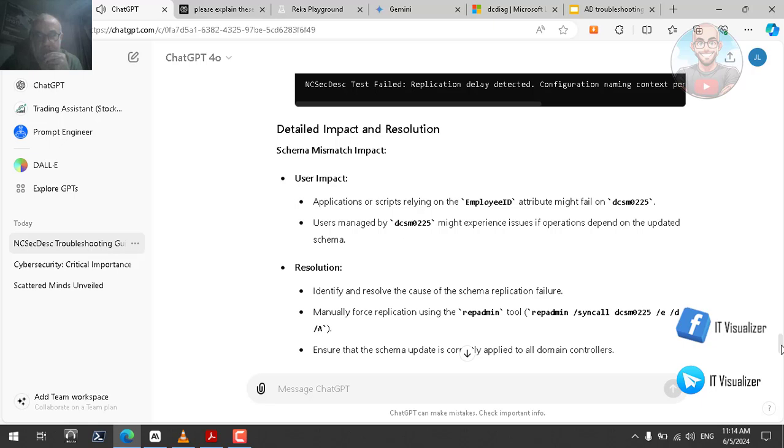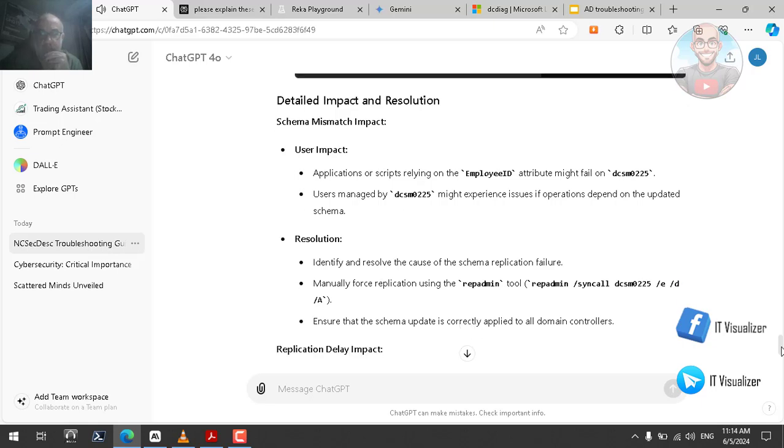Applications or scripts relying on the employee ID attribute might fail on DCSM 0225. Users managed by DCSM 25 might experience issues if operations depend on the updated schema. Resolution: identify and resolve the cause of the schema replication failure.